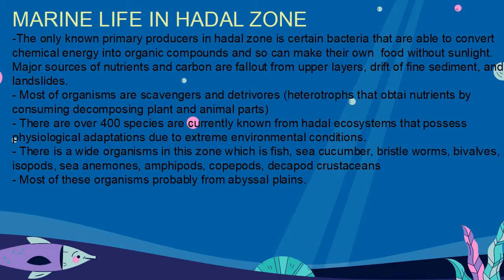There are over 400 species currently known from hadal ecosystems that possess physiological adaptations due to the extreme environmental conditions. There is also a wide variety of organisms in this zone, such as fish, sea cucumbers, bristleworms, bivalves, arthropods and others. Most of these organisms probably come from abyssal plains.